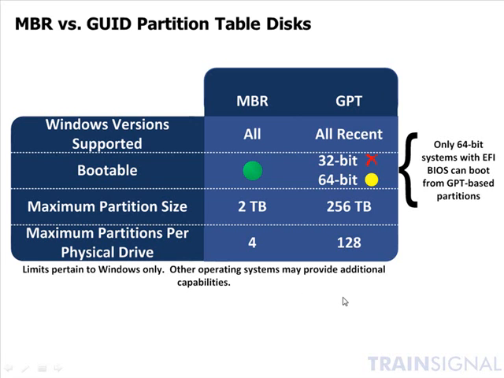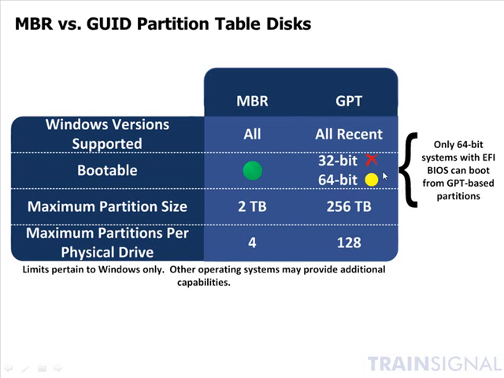Now, are you really going to need 128 partitions? Probably not, but there are cases where you may want more than 4 as well. You may want to have different data sets on different disks, things like that. With a GUID partition table disk, it's a little easier to get those additional partitions. There are some catches, however. Master boot records are supported everywhere. Basically, every version of Windows supports the master boot record disk type, and these partitions are bootable. Remember, the active partition on a disk is the bootable partition on a master boot record disk. As far as booting goes, only 64-bit systems with what's called an extensible firmware interface BIOS can boot from GPT-based partitions.